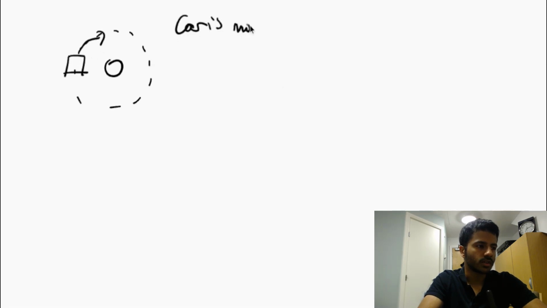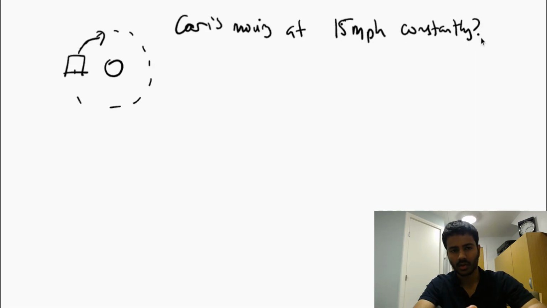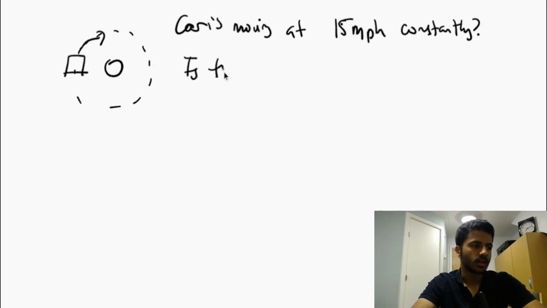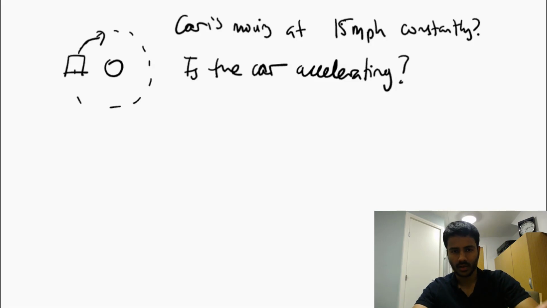Let's say I had a car, and it's moving around this roundabout, okay? Around the roundabout. And the car is moving at 15 miles per hour constantly. So it's moving at the same speed the whole way through. Is the car accelerating? Quickly pause this video and have a little think about your answer. So hopefully you've had a think now.